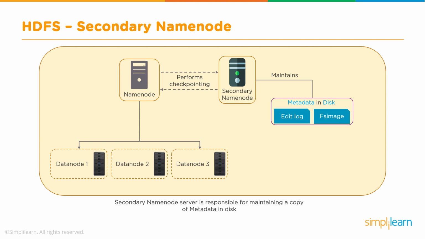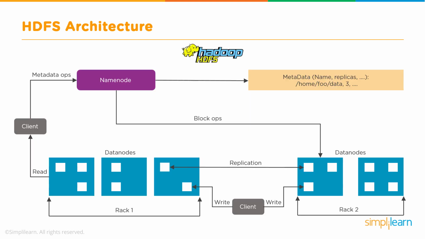Now, in a case of high availability, which we will learn later, you would have two name nodes, one as active and one as standby, wherein standby would be doing what secondary name node does. We will not be allowed to use a secondary name node in a highly available cluster. So this is how it looks overall.